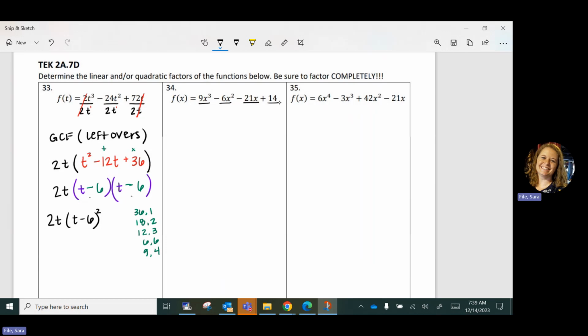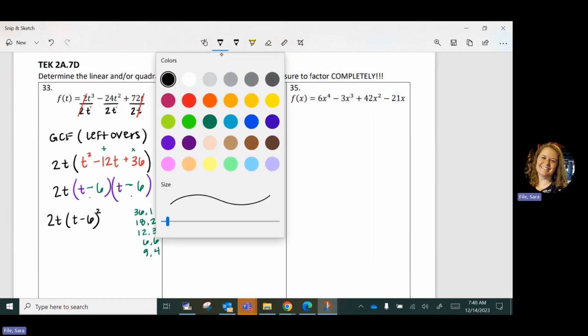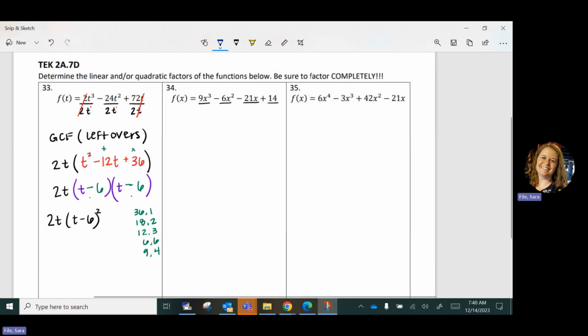Yeah, that's it. Does anybody remember what that's called? Grouping. Thank you. We're going to group. We're going to create 2 groups. Grouping. So if we have 4 terms, we're going to try grouping. So we're going to group the first 2 together and we're going to group the last 2 together.